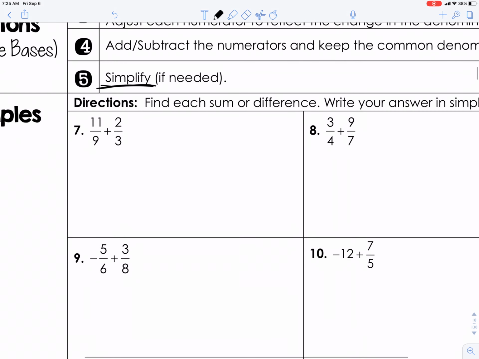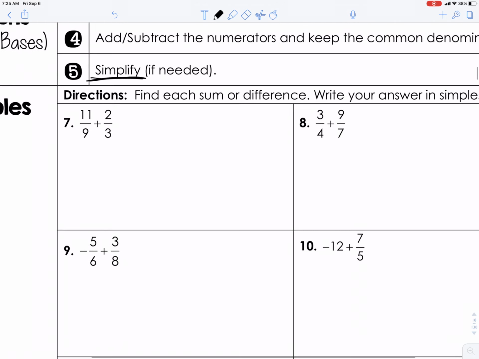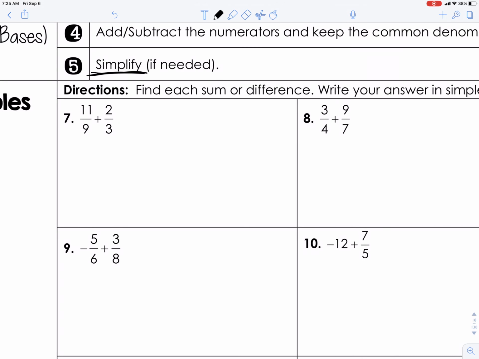So let's look at number 7. What are the numbers that 9 and 3 both go into evenly? Well, let's start our list. I'm going to start with the smaller number first. So I've got 3 times 1 is 3, 2 times 3 is 6, 3 times 3 is 9. Oh, wait, 9. Those two match.